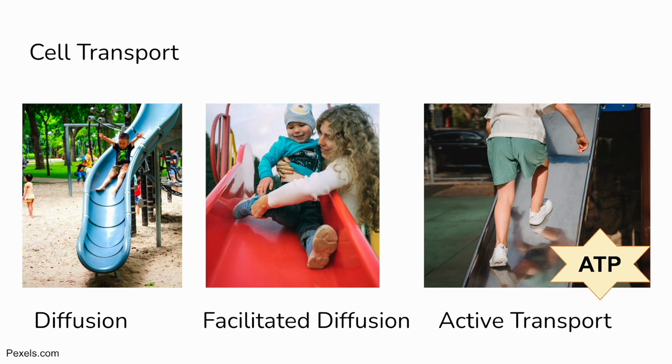So a way I like to remember this is kids going down the slide. Simple diffusion requires no energy. It's just a kid going down the slide from high to low by themselves. Facilitated diffusion might have a parent or a friend, which is representative of our protein, and they're going from high to low as well, still requiring no energy themselves. And then active transport, think of a child going from low to high, going up the slide, so against the concentration gradient, but they have to use energy to do that, so they're using ATP.